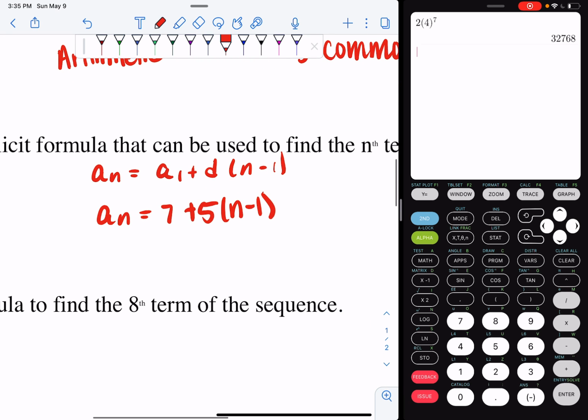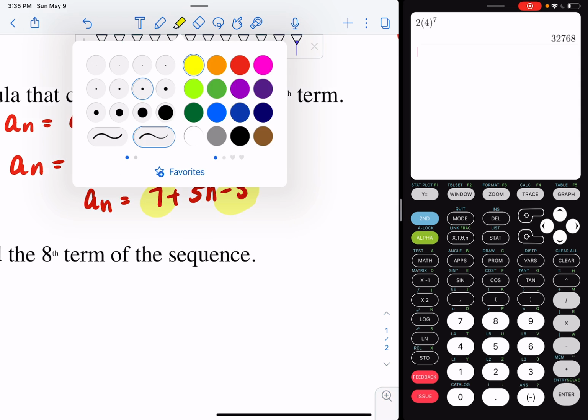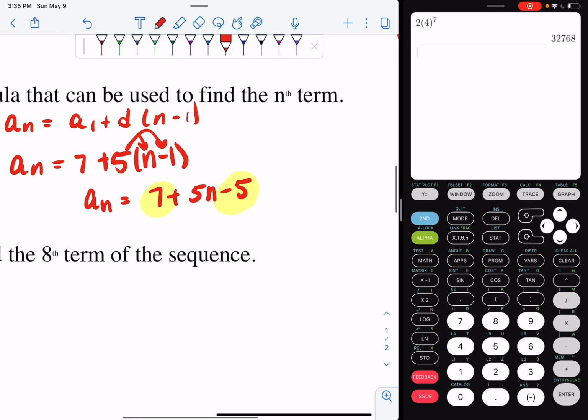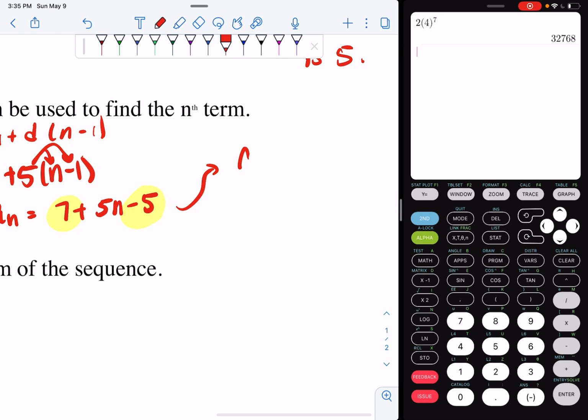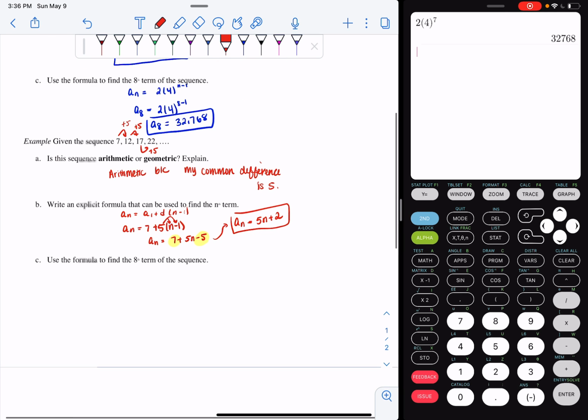Now, whenever I have a number on the outside of my parentheses, I need to distribute. So I distribute my 5 to my n and my minus 1. So I get a sub n equals 7 plus 5n minus 5, because 5 times n is 5n, 5 times a minus 1 is a minus 5. Now I combine my like terms, which are a 7 and a minus 5. What's 7 minus 5? Very good, it's a 2. So I get a sub n equals 5n plus 2. Now that is my explicit formula that can be used to find the nth term.